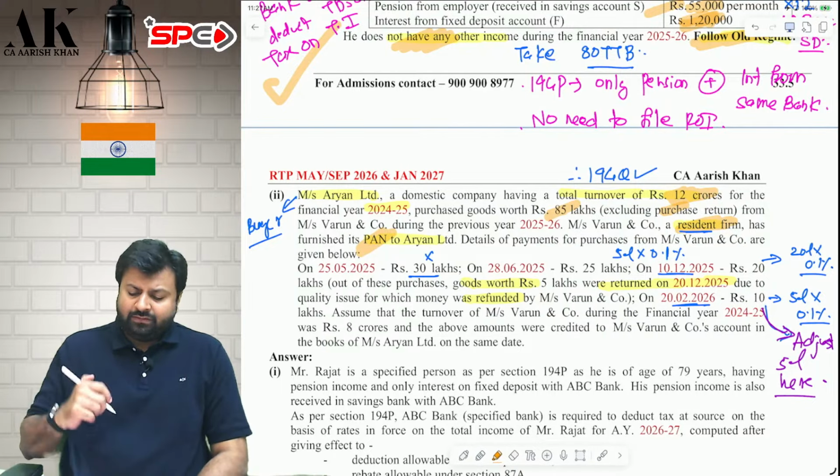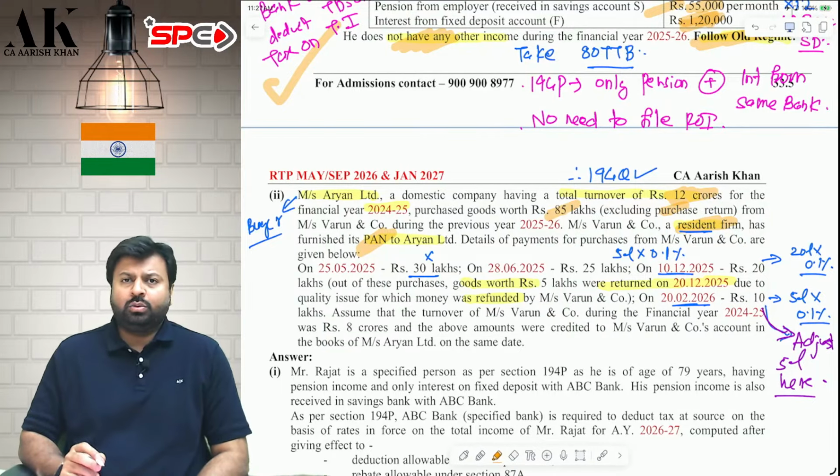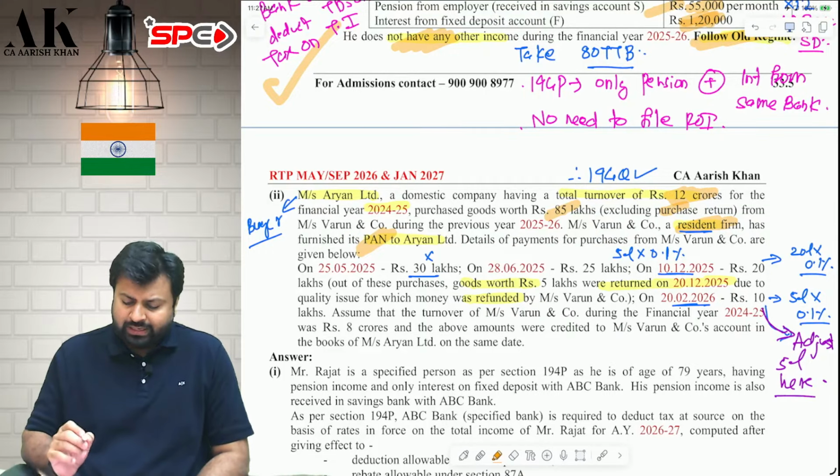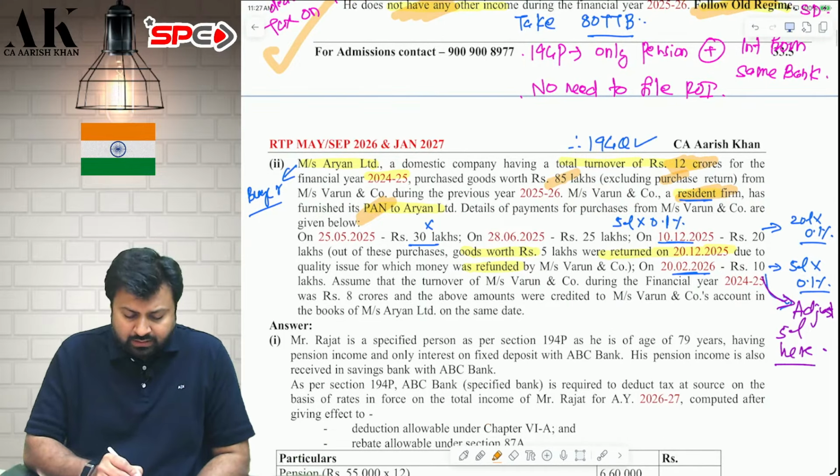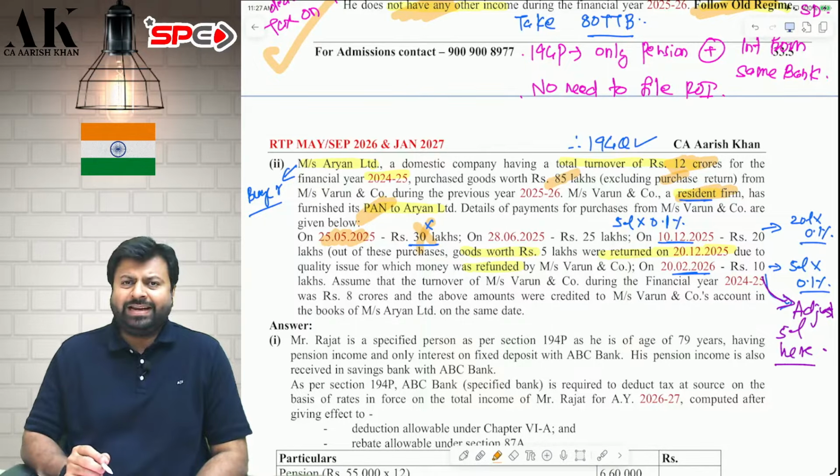The other person is giving what? The other person is also giving PAN to us. So we will deduct TDS at 0.1% only. Now let's see when we should deduct TDS. First, we are purchasing on 25th of May, 30 lakhs. So no TDS because the amount is not exceeding 50 lakhs.